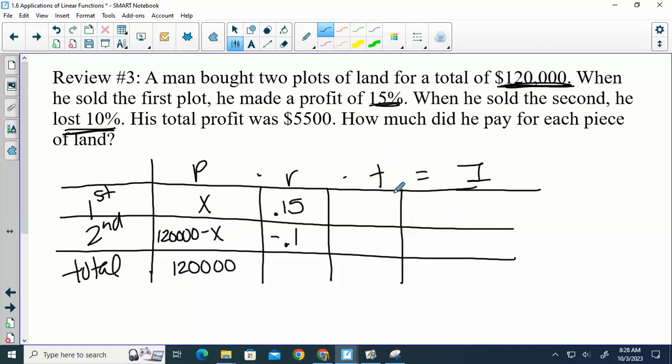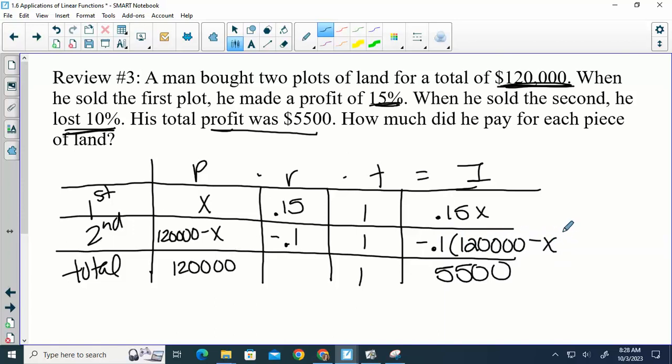There's really no mention of time, and I told you anytime I don't mention the time, just do 1. The total profit was 5,500. Where would that go? So x times 0.15 times 1 is 0.15x. And we have a negative 0.1 times 120,000 minus x.